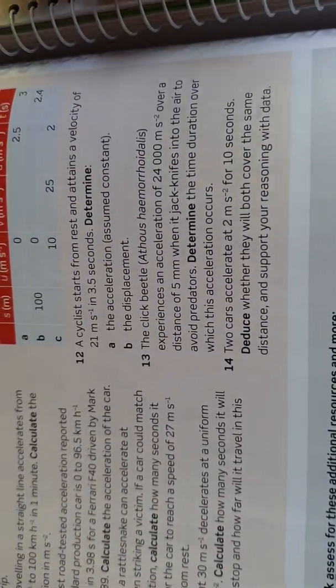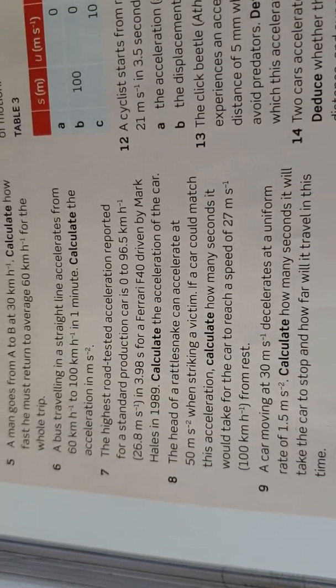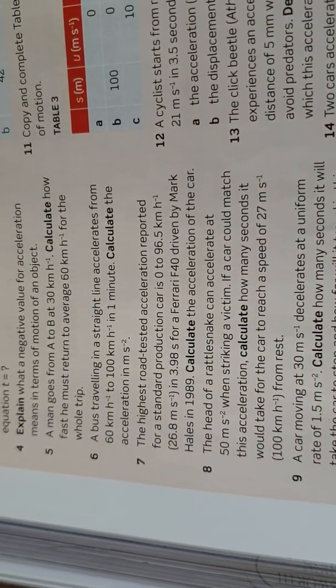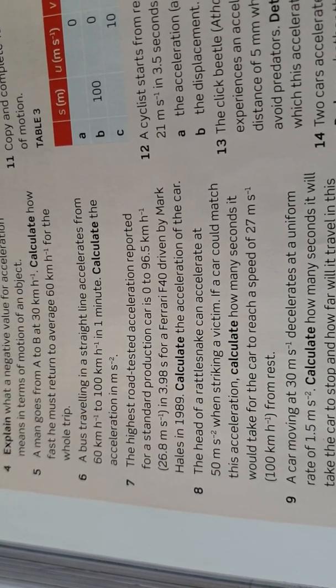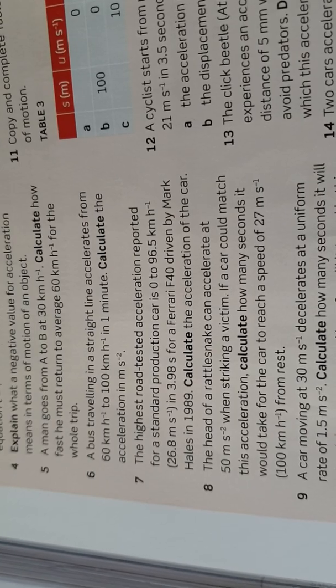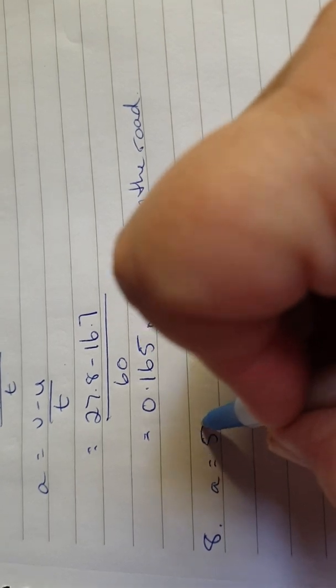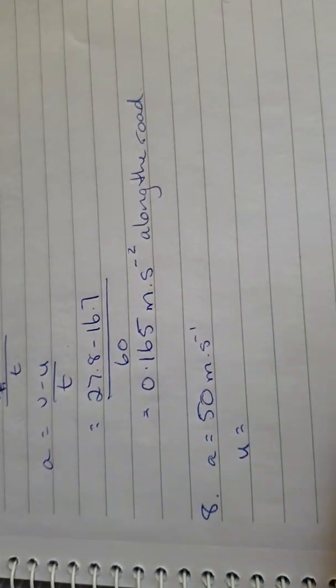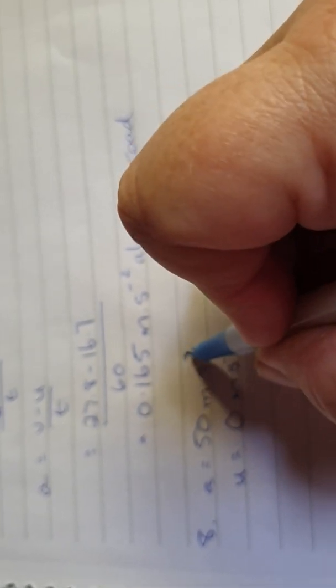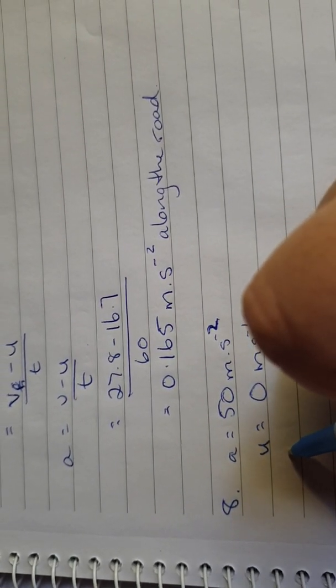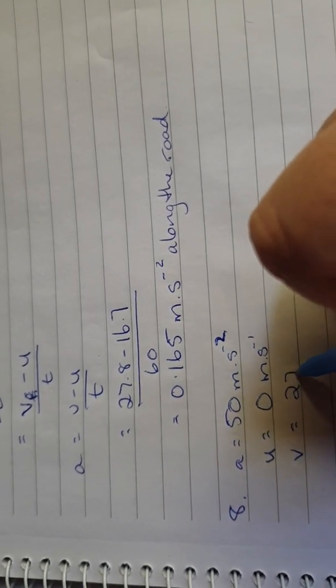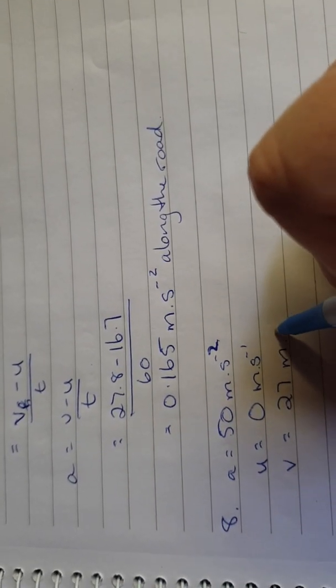Look at number 8. The head of a rattlesnake can accelerate at 50 meters per second squared when striking a victim. If a car could match that acceleration, calculate how many seconds it would take the car to reach that speed from rest. So I've got an acceleration given to me of 50 meters per second squared. I've got an initial velocity from rest, so 0 meters per second. The final velocity has to be 27 meters per second, and it wants the time.